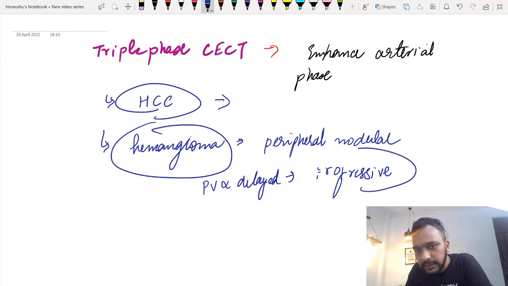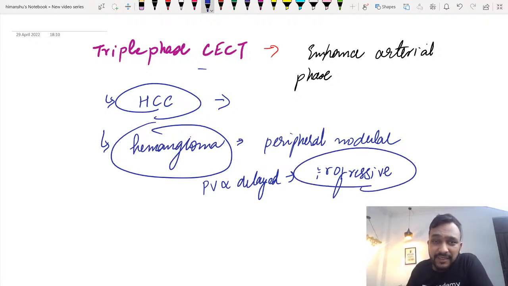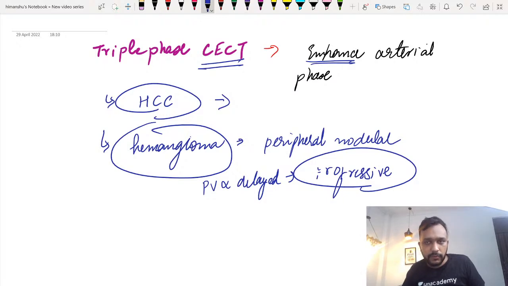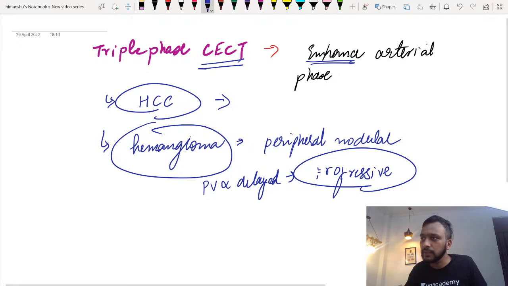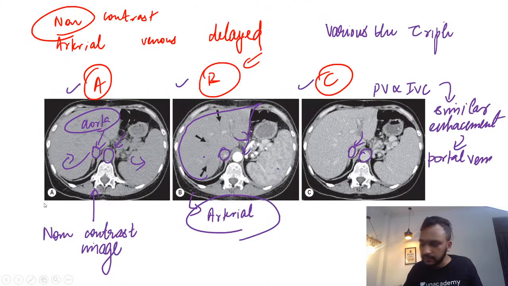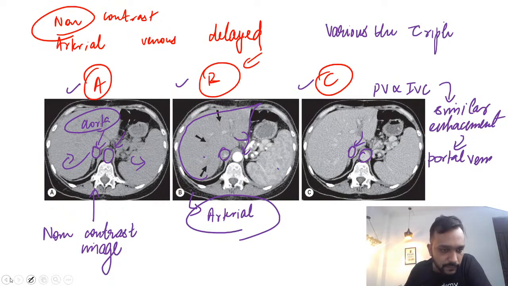So guys, these are the important features, and these are a few tumors for which triple phase CECT abdomen is done, right? This is an important question that is asked in your surgery as well. So you guys should be able to identify the various phases.